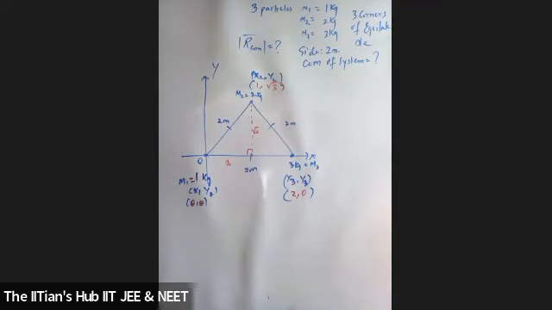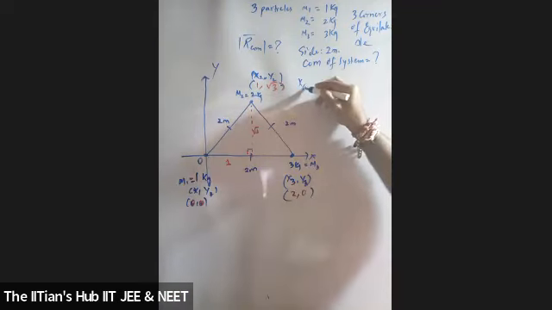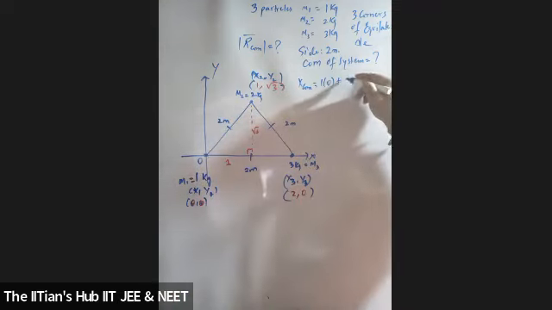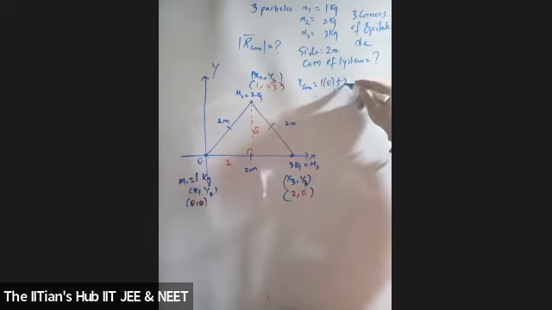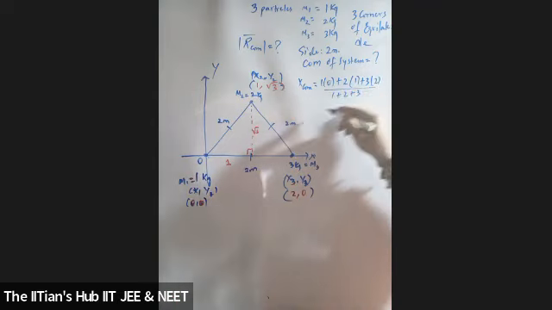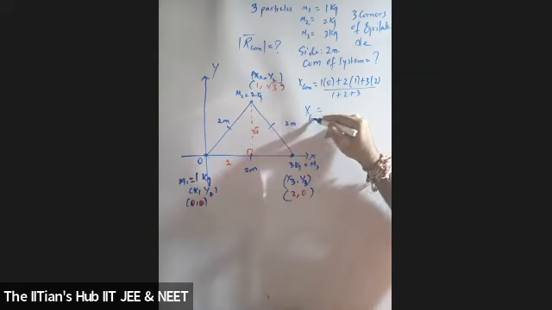Now can you get the X_CM? Students, what exactly will we get it as? Students, your X_CM will be equal to what? (m1 x1 plus m2 x2 plus m3 x3) upon (m1 plus m2 plus m3). So students, how much is this X_CM?